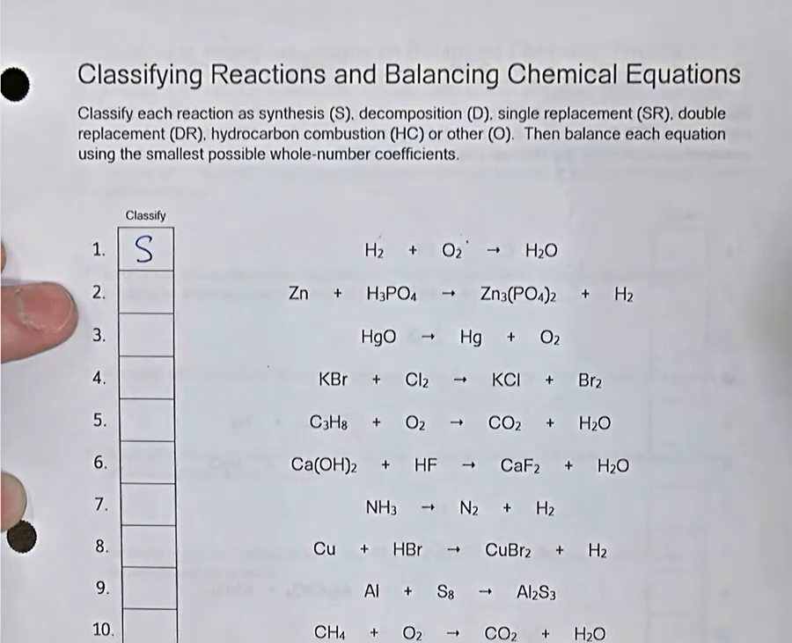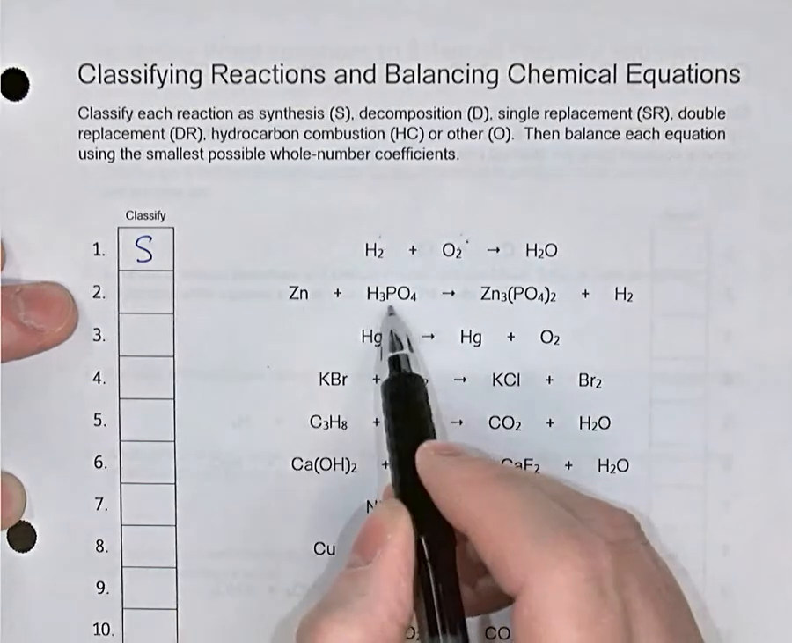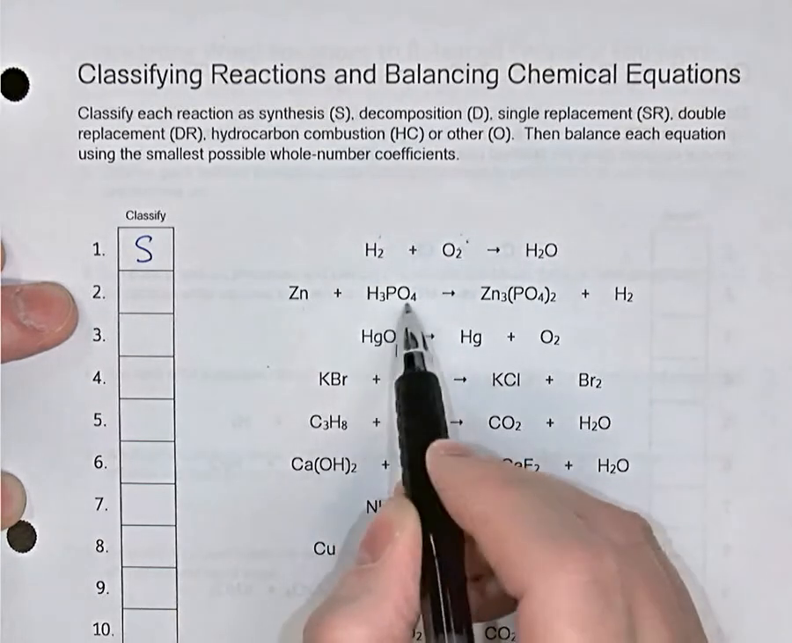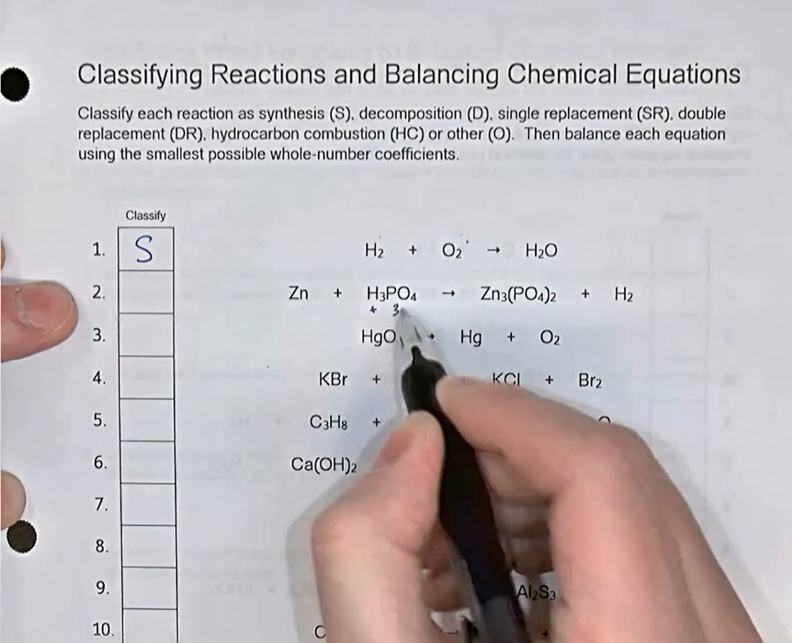In question number 2, you look at the reactants here and you have an element, and it's reacting with a compound, and in this compound I see positive hydrogens and negative phosphate.